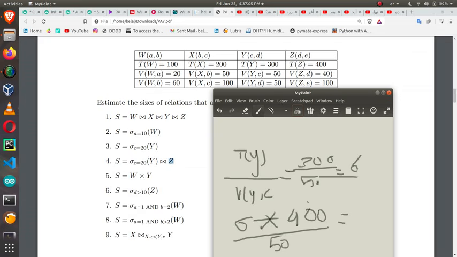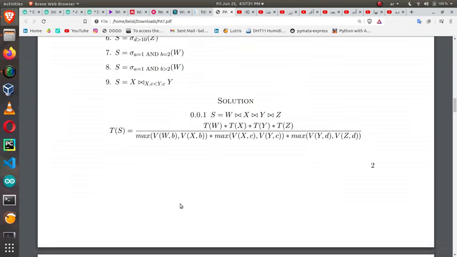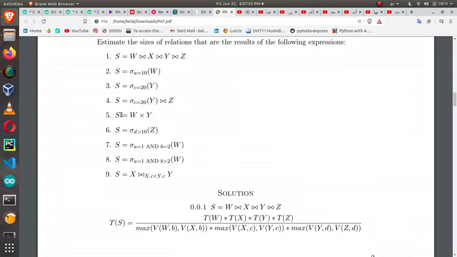Okay, let's simplify this without using the calculator. 400 over 50, 8. 6 times 8 equals... 6 times 6 equals 36, 6 times 7 equals 42, 6 times 8 equals 48. Okay, let's check our answer. Yeah, 48. Excellent.